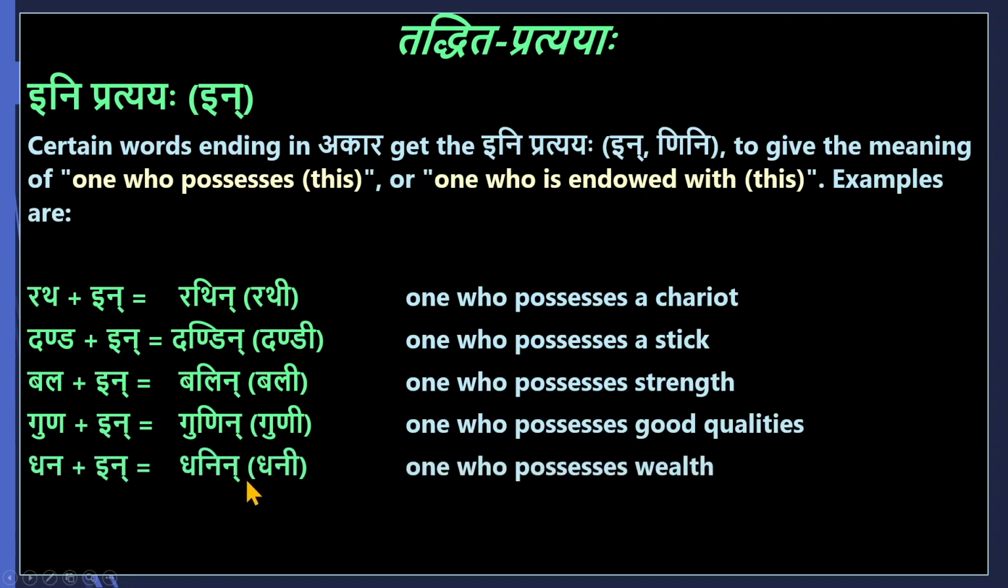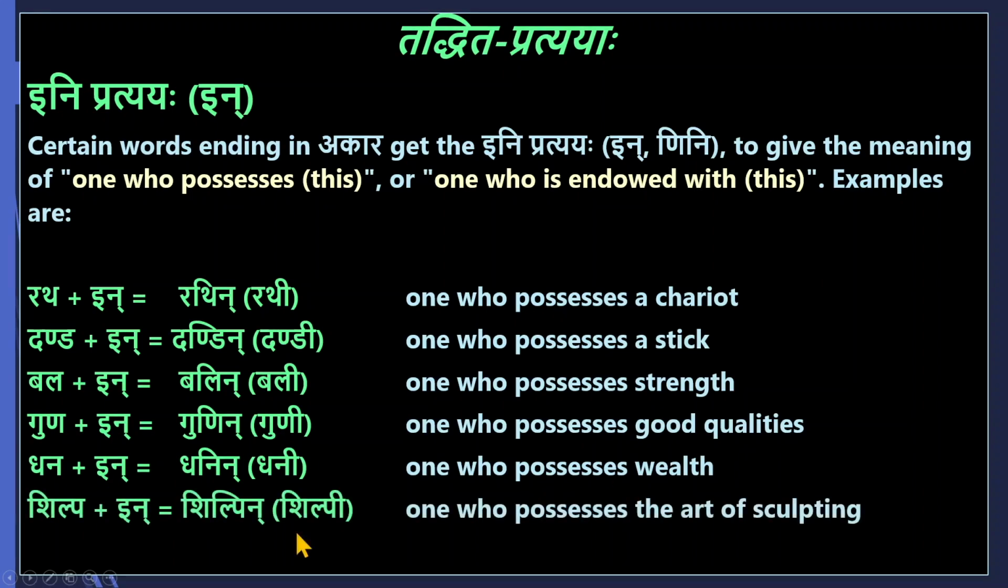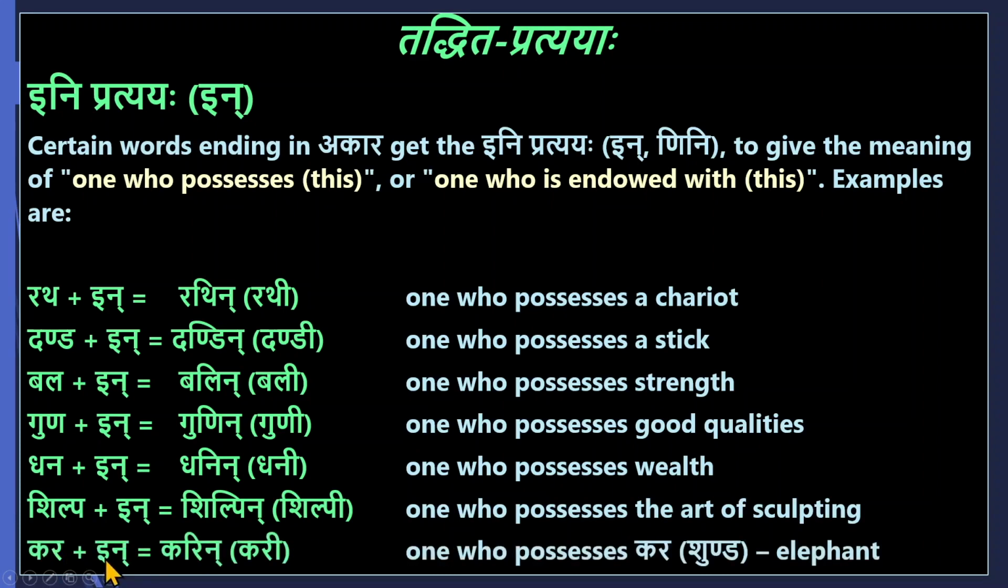Dhana plus in is Dhanin, Dhani, one who possesses wealth. Shilpa plus in is Shilpin, Shilpi, one who possesses the art of sculpting. Kara plus in is Karin, Kari, one who possesses a kara or a shunda, which means a trunk, which means an elephant. Kari is an elephant.